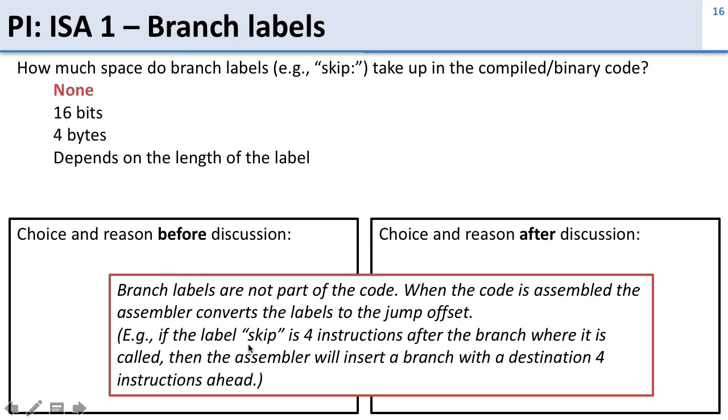So for example, imagine we had a label skip. If we had a label skip that went 4 instructions ahead, then the assembler will calculate it was 4 instructions ahead and just in the branch put in a destination address that's 4 instructions ahead. So the skip label itself will never actually show up in the instructions in the binary code.